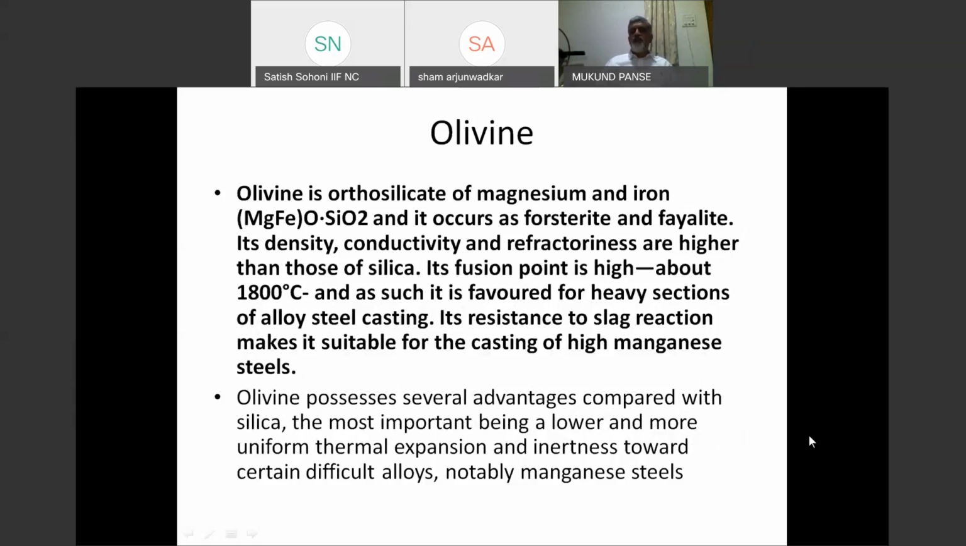Second is olivine. We have seen that olivine has good chemical reactivity with manganese steel, and this is mainly used for manganese steel and some other heavy applications. Again, the chemical composition is to be checked properly. Its thermal expansion is slightly lower than silica, but it is not as good as zircon. Fusion point is high, 1800. It is more than silica, but lower than zircon. But this paint is used for manganese steel.